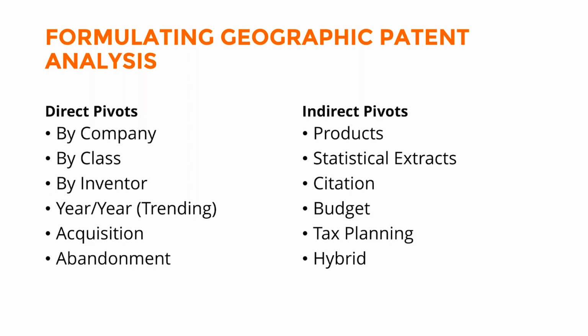So direct pivots, right, a patent might be owned by a company. A patent sits in a class. Patents have certain inventors on them. And then indirect, we're looking at products that might be related to a series of patents. Maybe it's even in between the products and the patents, you've got a technology identifier which applies to the patents and the products. So that gives you a way to link citation data, budgeting data.